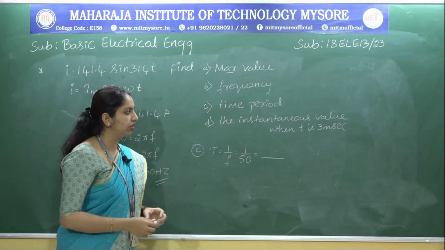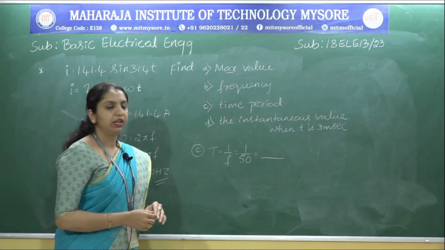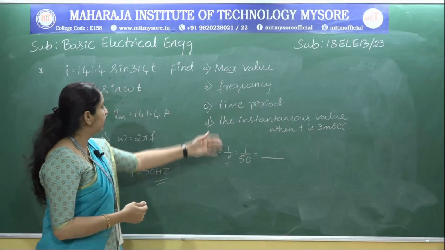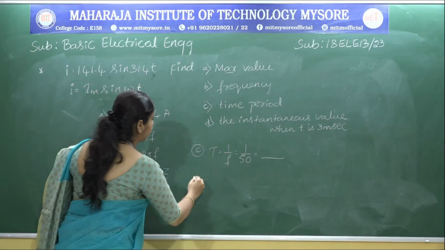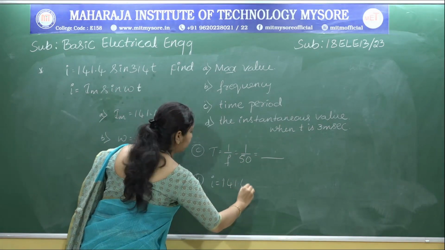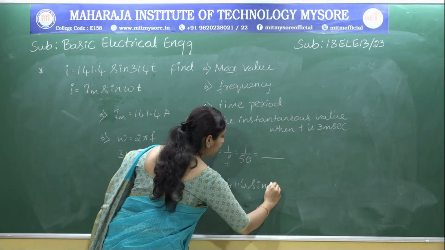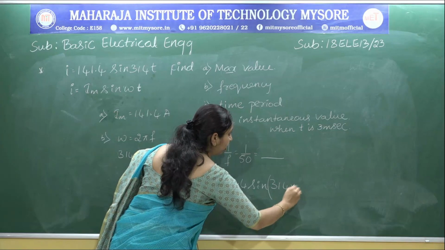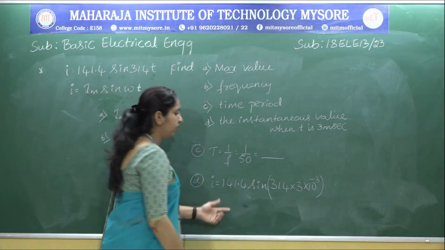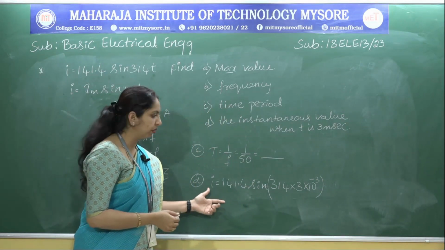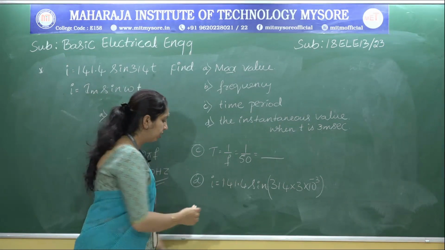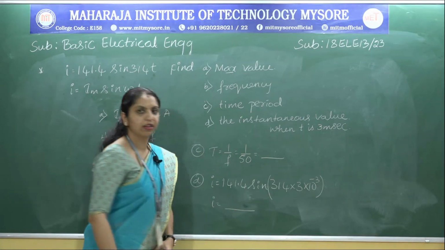In the next part, the instantaneous value, that is the instantaneous current when t is 3 milliseconds, is exactly similar to the previous problem. You are just replacing the t value as 3 milliseconds. That means I is equal to 141.4 sine 314 into 3 into 10 power minus 3, because it is 3 milliseconds. While simplifying this equation, remember the calculator should be in radians mode, so you get the value of current. Okay, thank you.